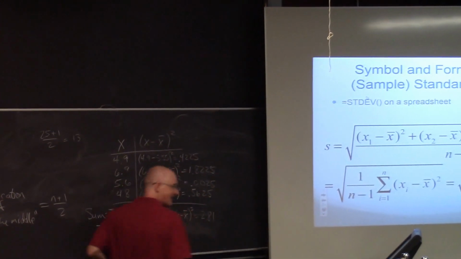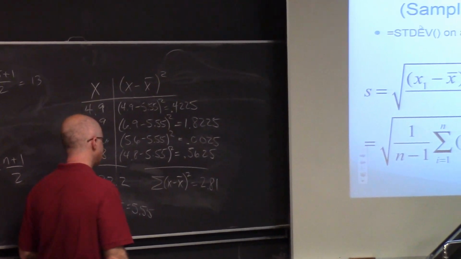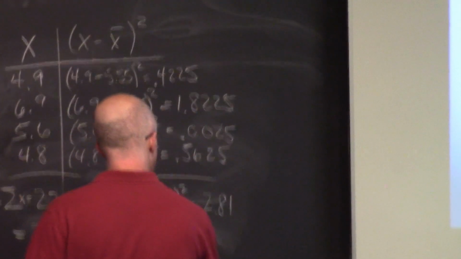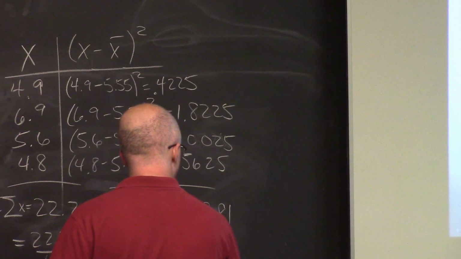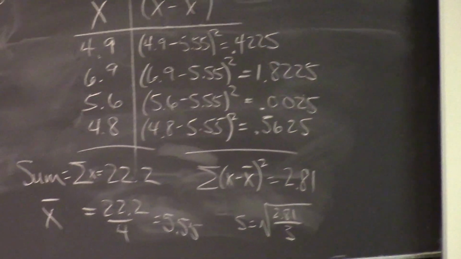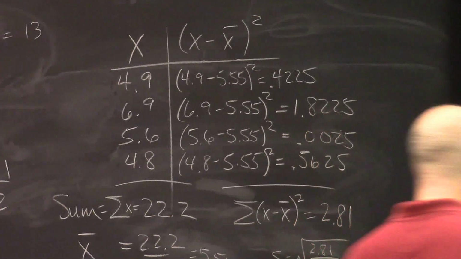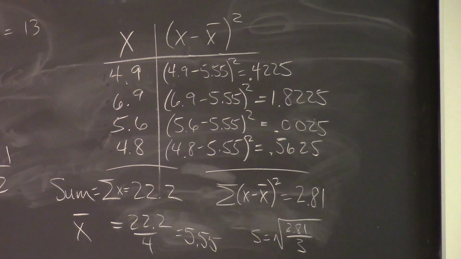We're almost done. Divide by n minus 1, divide by 3, then take a square root. The sample standard deviation is the square root of 2.81 divided by 4 minus 1, which is 3. Do the division first, then take the square root, which is the same as raising to the 1/2 power.